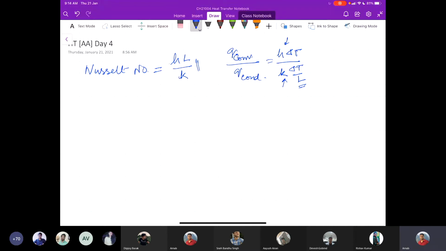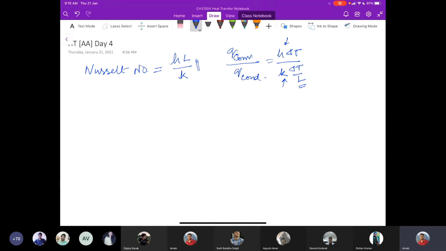So now by looking at this number, tell me, if you want convection, what kind of value of Nusselt number would you expect? Greater than 1. Of course, it should be greater than 1. The point is that by convection we basically enhance the heat transfer that is happening by only conduction.